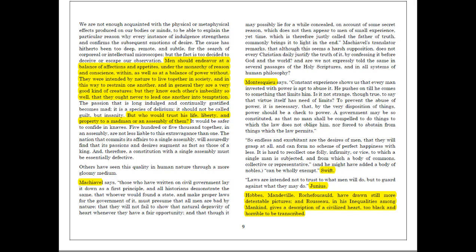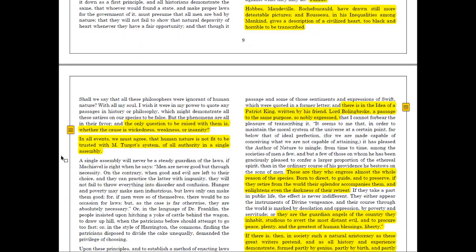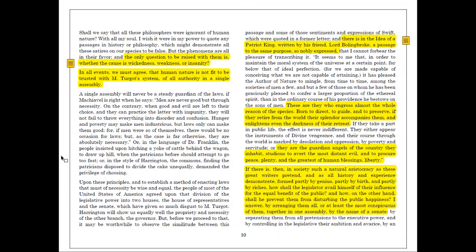The question for Adams is not so much whether such dark impulses exist in man, but what its fundamental cause is. And we see here he's willing to give man the benefit of the doubt. Man is this way, but not out of wickedness. He says at the top of the left-hand column of page 10, "Shall we say that all these philosophers were ignorant of human nature?"